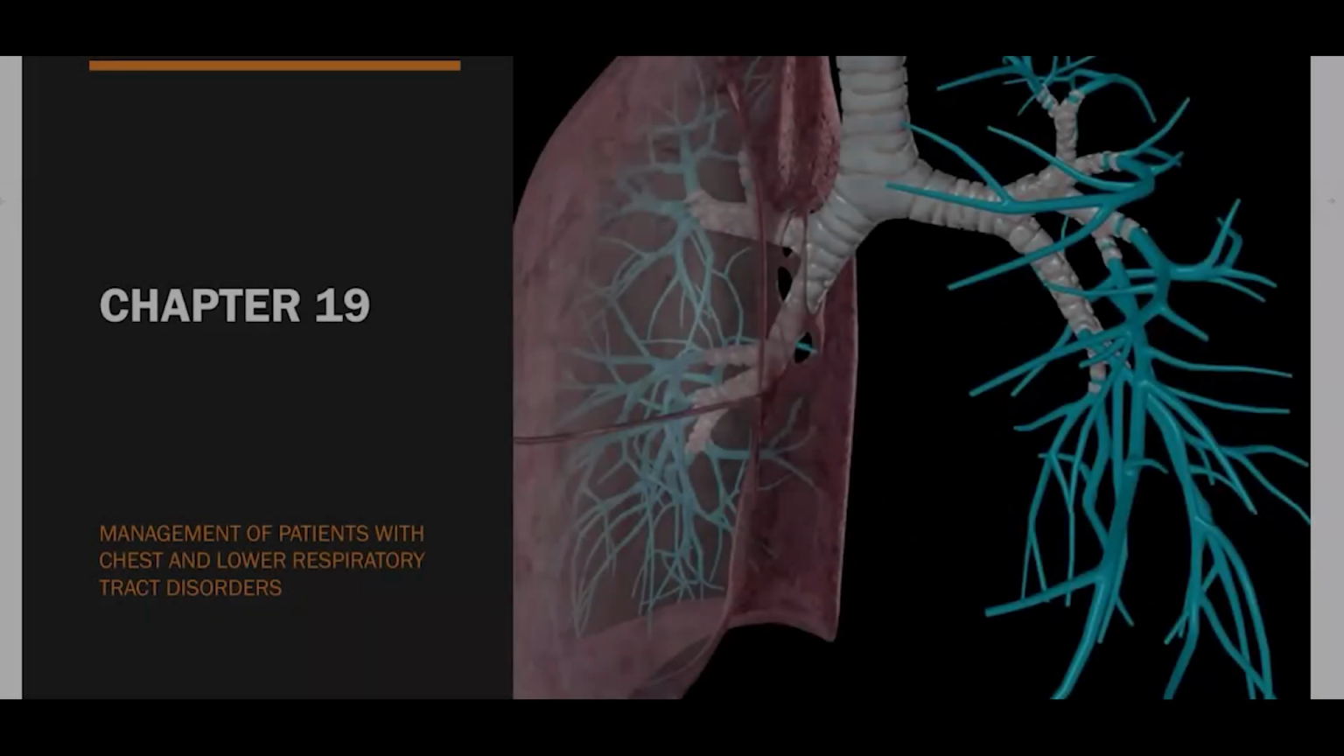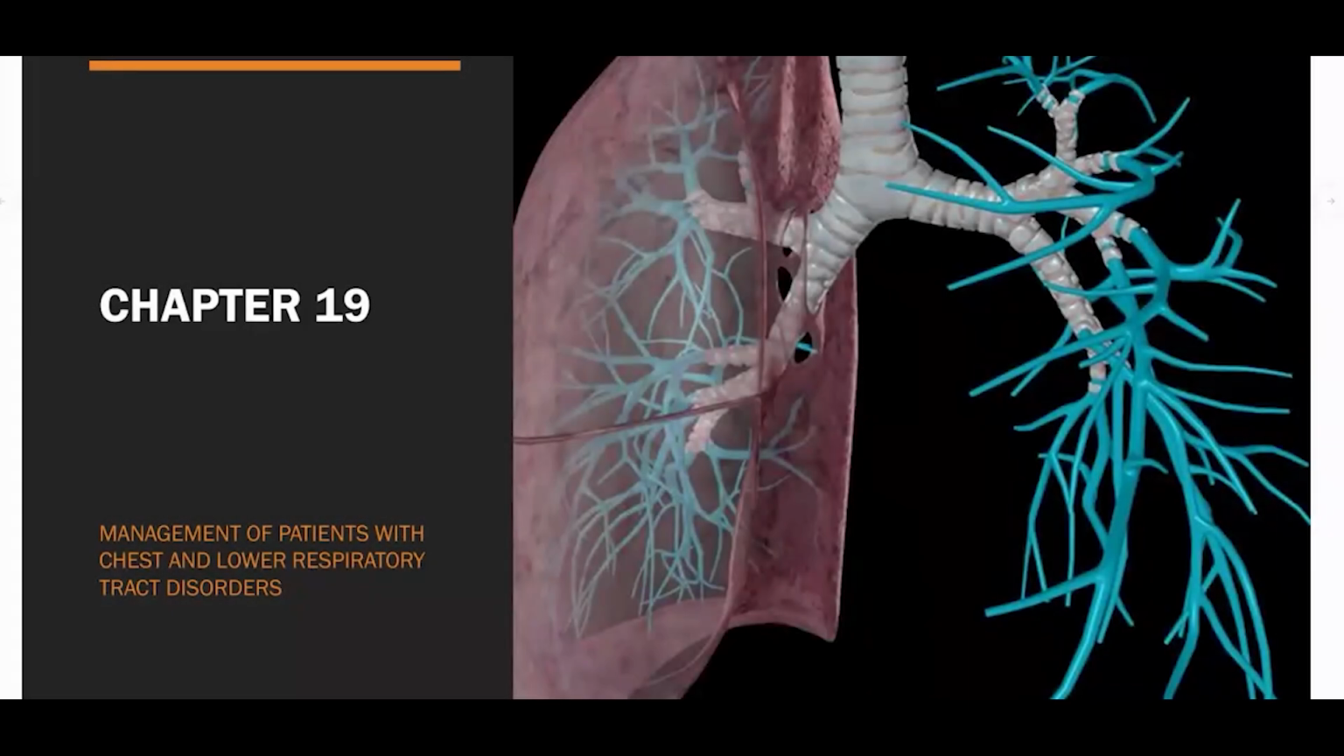All right, guys, we're wrapping up Unit 2 with Chapter 19 and 20. Chapter 19 is about management of just general chest and lower respiratory tract disorders. So that's where we'll start. And then Chapter 20 talks all about the COPDs, and we'll get into that.